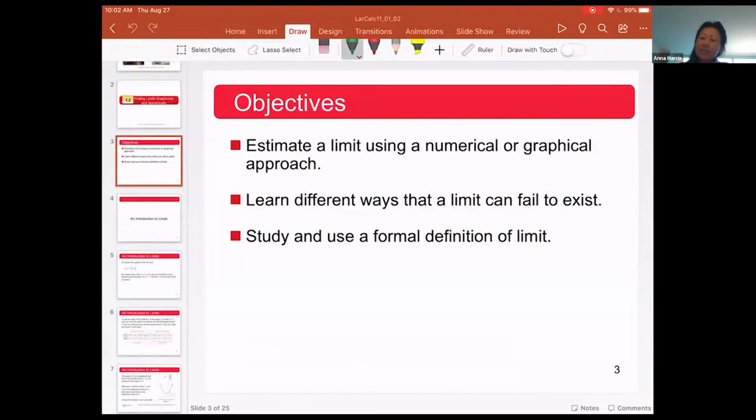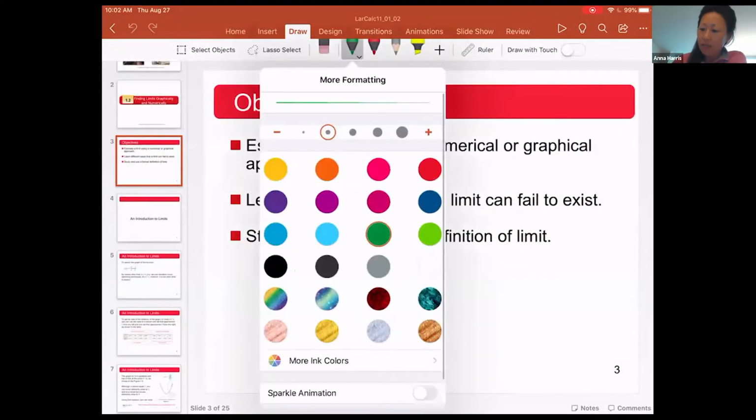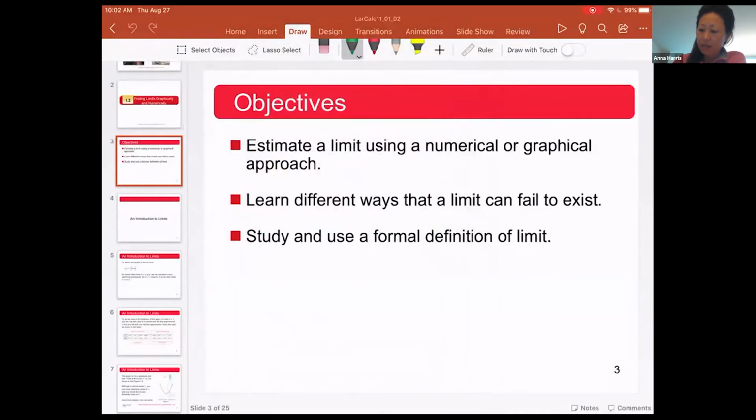Objectives: estimate the limit. We're going to use it numerically, and then we're going to do it graphically. Graphically, I can probably use GeoGebra, and I can also use Julia, whichever. But I'm going to push for Julia for later when we do some project. Just for easy use, we can use GeoGebra too.